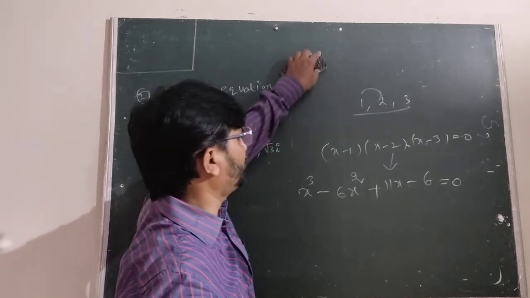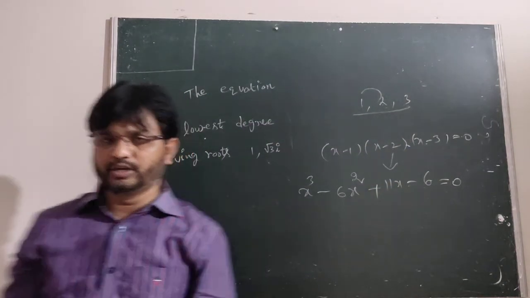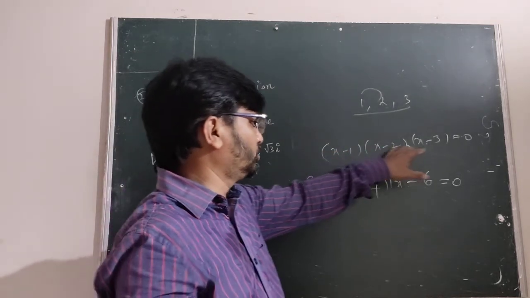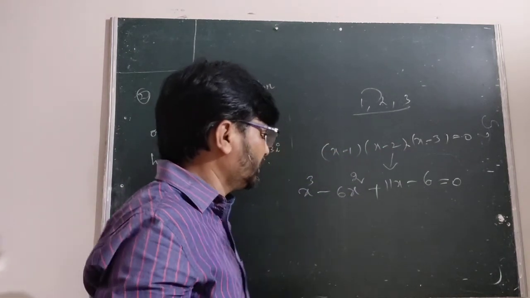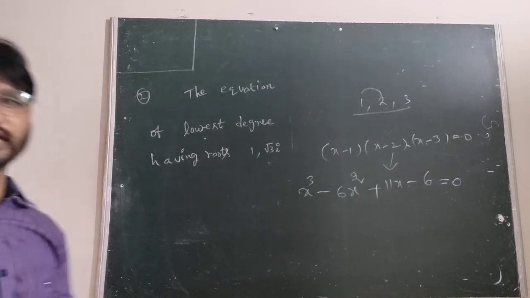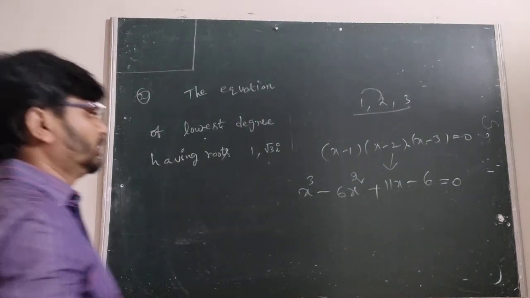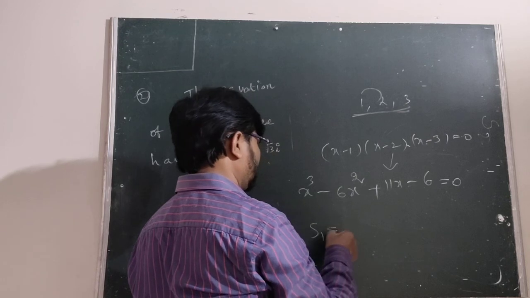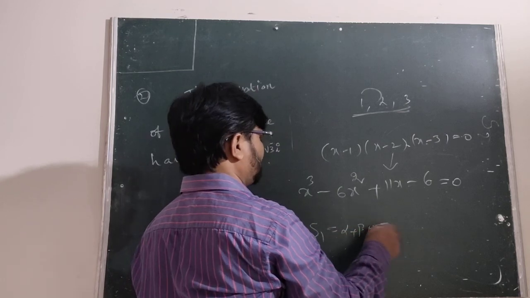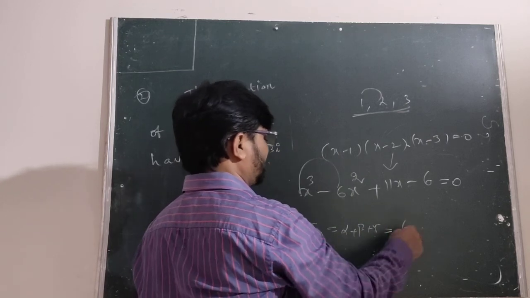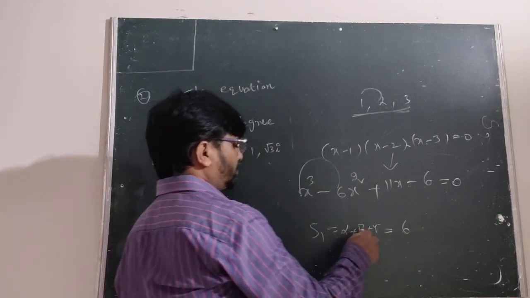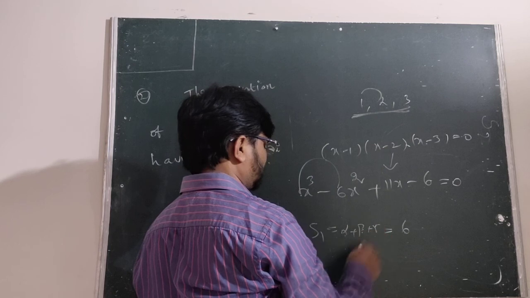So from the IIT point of view, you can write the cubic equation having the roots 1, 2, 3 as x minus 1 into x minus 2 into x minus 3 equal to 0. In the objective point of view, you can check only the verification, where the verification is the sum of all roots. That is S1, and we know that alpha plus beta plus gamma is minus a1 by a0, which is 6. Now we can verify that 1 plus 2 plus 3 is 6.